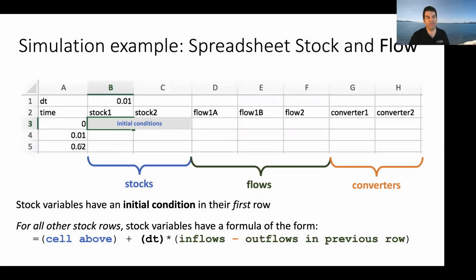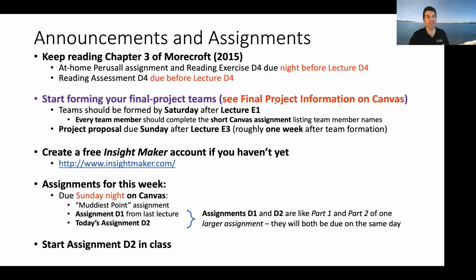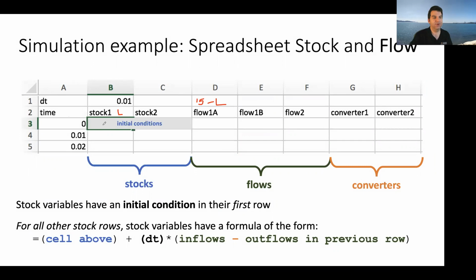So just as a reminder, you can use a template like this one, where your stock might be your water level L, and your flow might be 15 minus L. And then you just work down through that. If this is my initial water level 0, then this is going to be the previous water level, B3, plus whatever my flow is here, whatever this cell is, which will just be 15 minus B3.